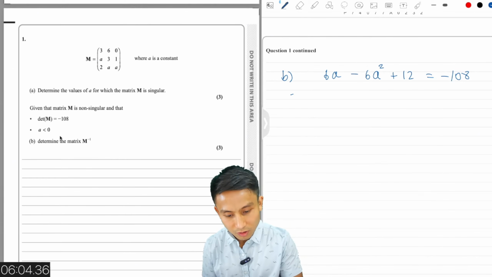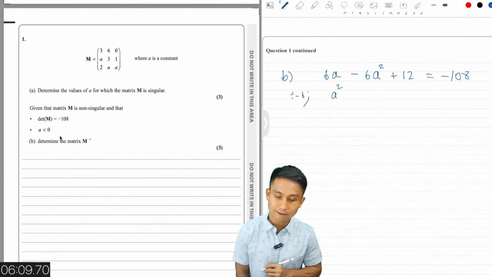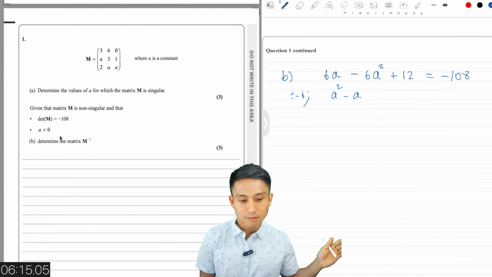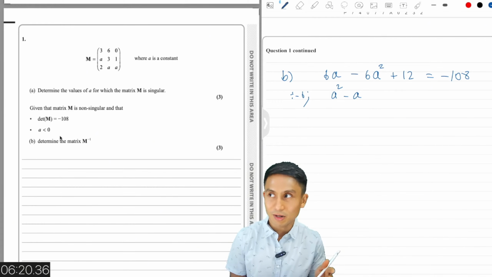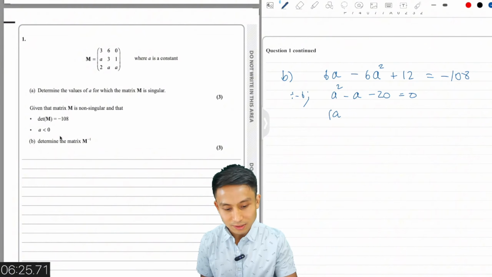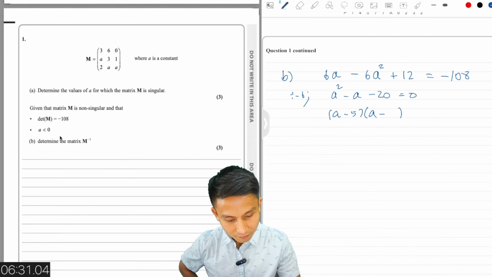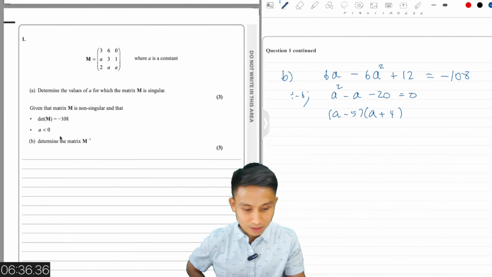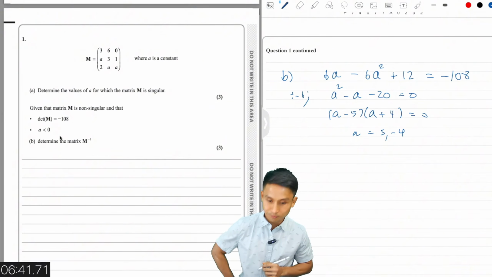And then again, I divide across by minus 6. What do I get here? So I get a squared there, and then minus a here. If you move minus 108 to the left side first, you get 120. Divided by minus 6, you get minus 20. So we can factorize this, of course, because we expect to get some meaningful a here. So I would say 5 and 4. 5 and minus 4. Actually, minus 5 and 4 there, but the answer is 5 and minus 4. You know what I mean, I hope.